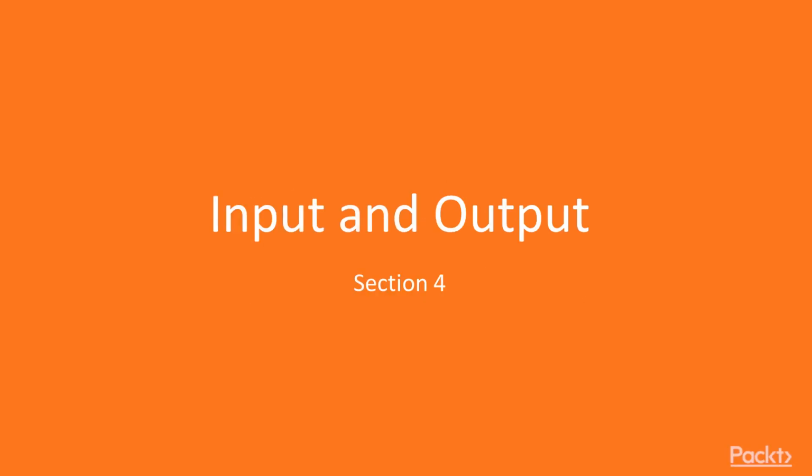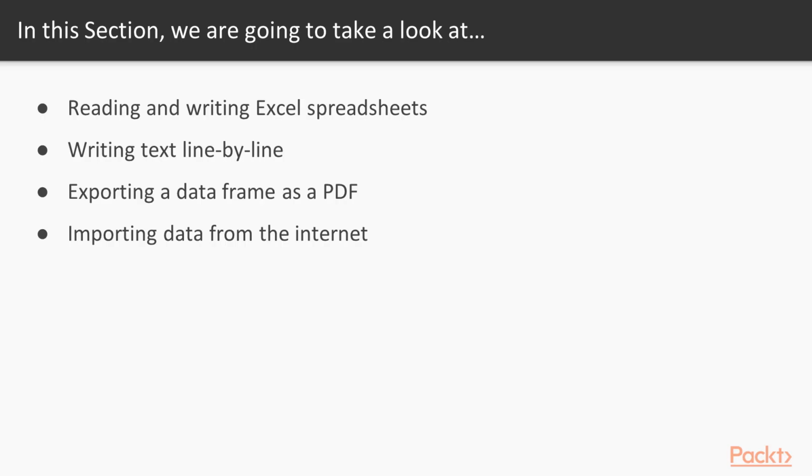Welcome to this section of the R Troubleshooting Solutions video course. This section is all about input and output. We'll begin by learning how to read data from and write data to Microsoft Excel spreadsheets. Then, we'll learn how to write text to a file line by line. We'll learn a quick and easy way to export a data frame as a PDF. And finally, we'll look at some methods for importing data from the internet.